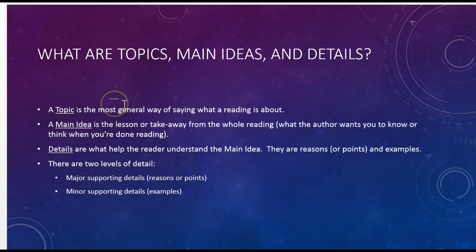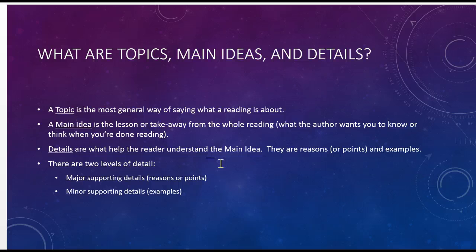Okay. Basic rundown of what topics, main ideas, and details are. A topic is really the most general way of saying what a reading is about. A main idea is the lesson or takeaway from the whole reading, what the author wants you to know or think when you're all done reading. And details are what help the reader understand the main idea. They're the reasons the person has the main idea, or the points they raise, or the examples they use.